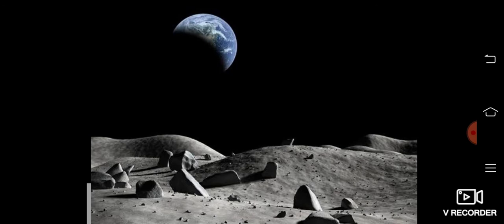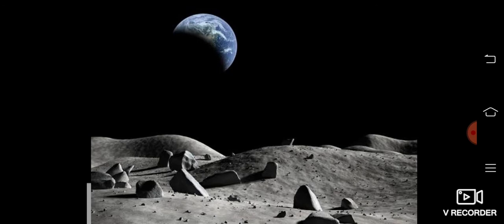But on the earth we have air and water. That is why human beings are living here. We are able to live on this earth. When you go to the moon, you don't have oxygen, you don't have air and water. Will you be able to survive on the moon? No, you will not be able to survive on the moon because you don't have air and water.